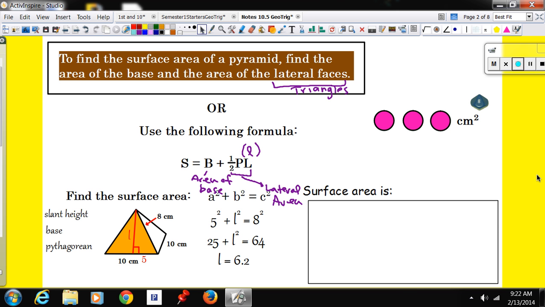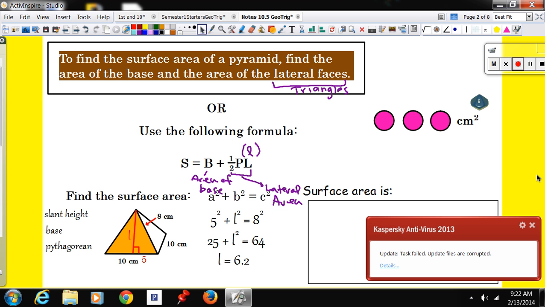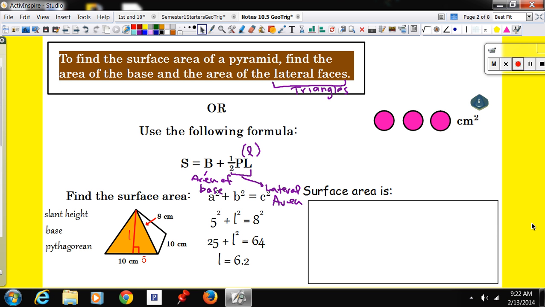The 8 is the edge where the two of them touch. You don't want that for surface area. You need the slant height for surface area, the L. Now we have enough information to fill in our formula.